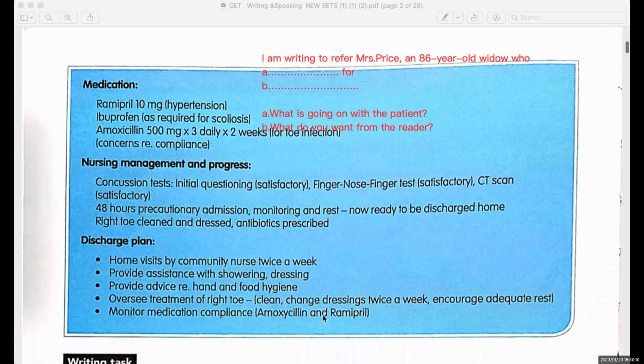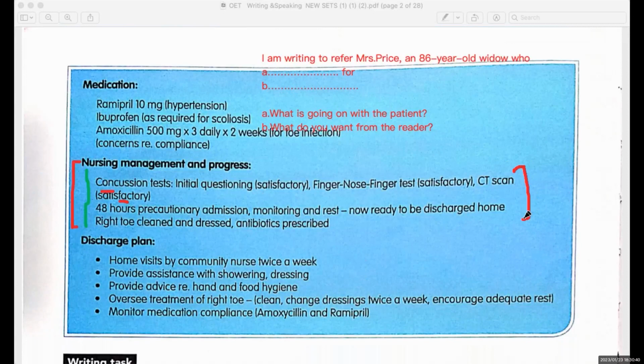No. And look at the nursing management and progress. This one proves the management of mild concussion. Why? The patient is deemed fit for discharge. The patient is in a position where she is fit for discharge. So, what is the basis of discharge? This one, see? Satisfactory, satisfactory.